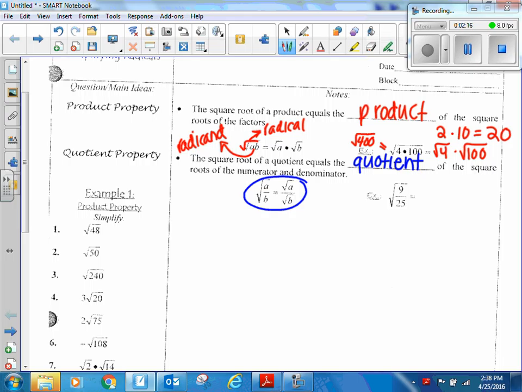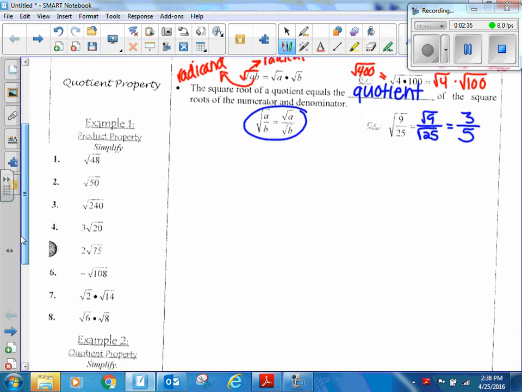If we look at this example, we have the square root of 9/25. This can easily be broken into the square root of 9 over the square root of 25. And then you can go one step further. The square root of 9 is 3, and the square root of 25 is 5, so you get 3 over 5, or 3/5.